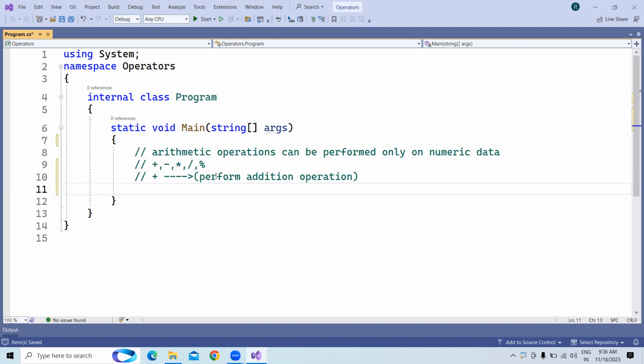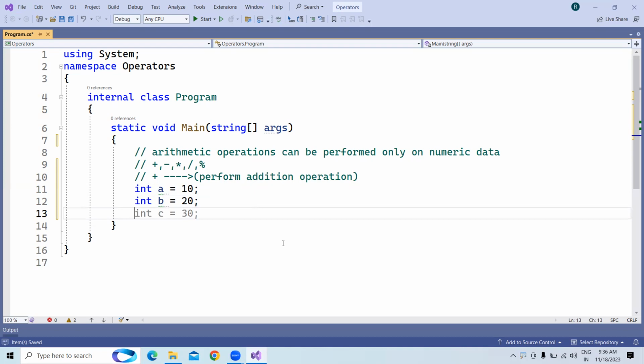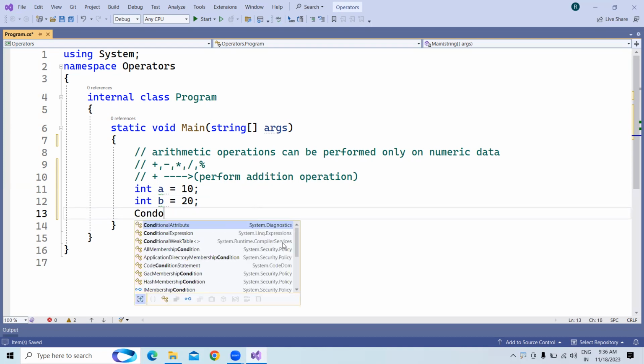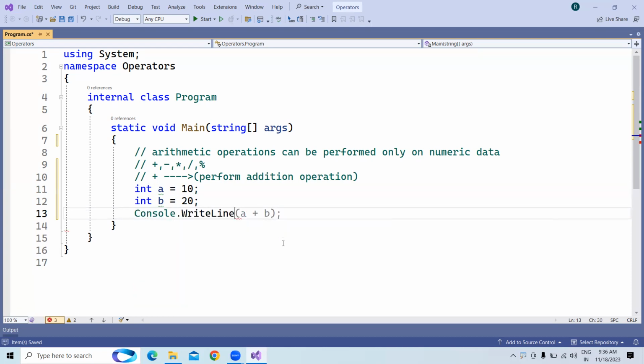Let us declare two variables: int a equal to 10 and int b equal to 20. Here I want to perform addition. So Console.WriteLine(a plus b). I am performing the addition operation. And in the same way, I will perform subtraction also.